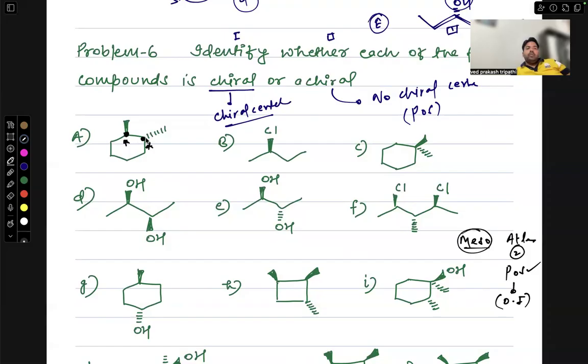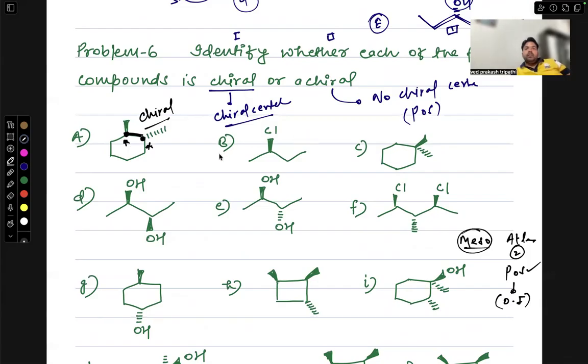So look at compound A. It has two chiral centers, but there is no plane of symmetry. Plane of symmetry means it is a hypothetical plane which can divide the molecule into equal halves. So there is no plane of symmetry. Clear? So if you don't have a plane of symmetry, then it means it would be chiral. So this is chiral. Any doubt? Please tell me. It makes sense?